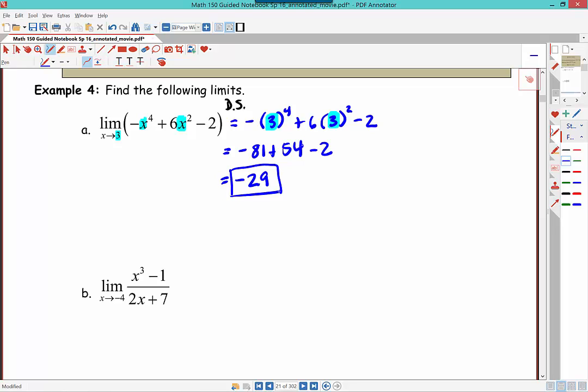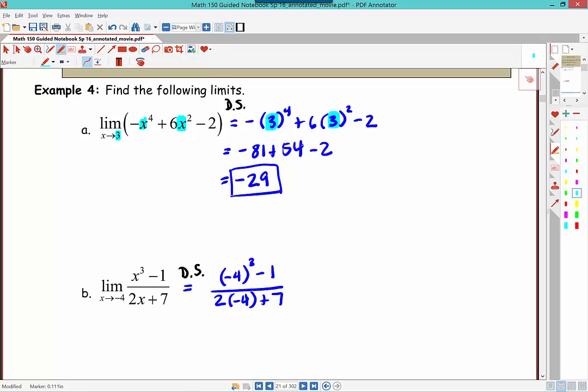Awesome. All right, so now here we go. Same with this one, try it out first using direct substitution. Notice that the only time I can take my limit notation out is once I have directly substituted values. So here we'll get negative 4, the quantity cubed, minus 1 over 2 times negative 4 plus 7. Wherever I saw an x, I plugged in negative 4 because that's the domain value we're approaching.